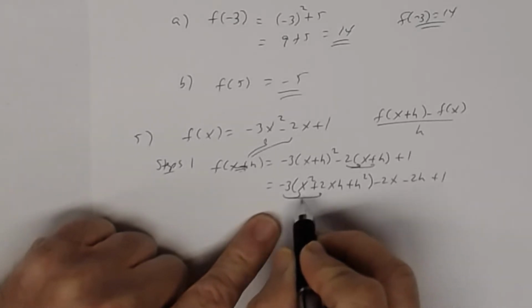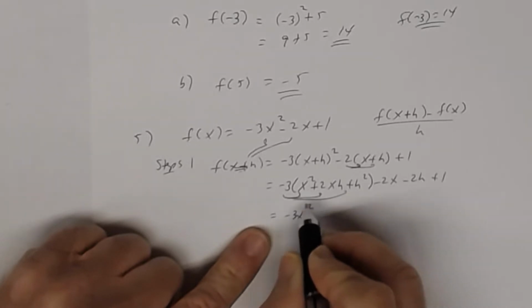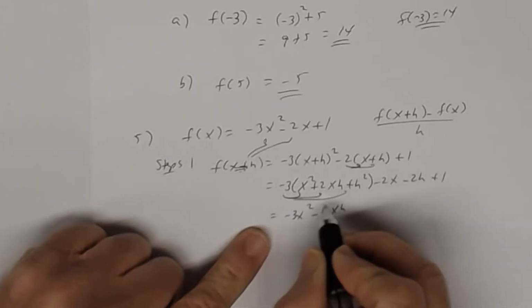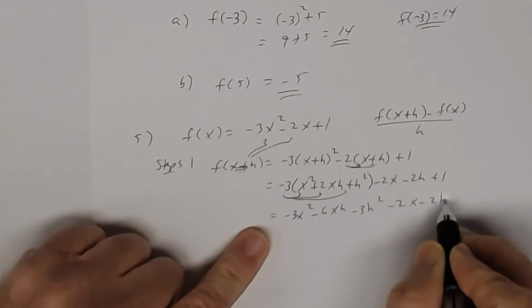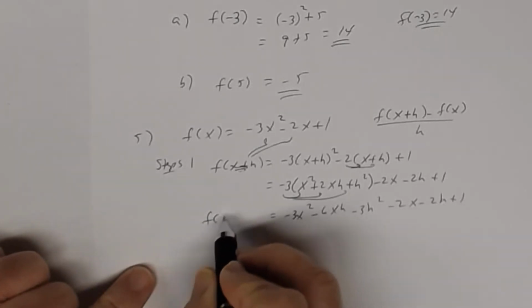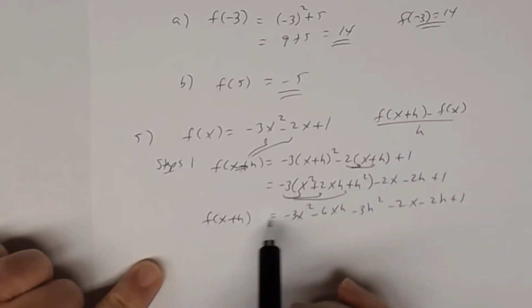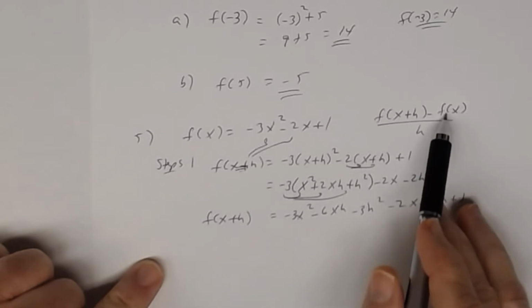Now going ahead and distributing the negative 3, I get negative 3x squared. A negative 3 times 2 is a negative 6. I get negative 6xh, and then a negative 3h squared. And then writing everything else over, that is step 1, f of x plus h. So all I found was this part of the numerator. So that's this.